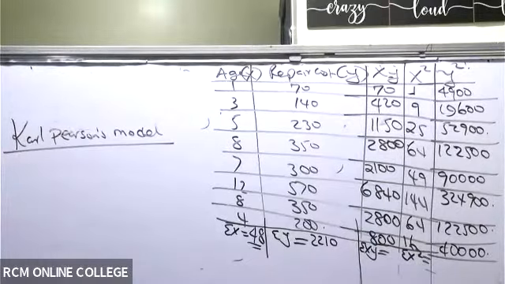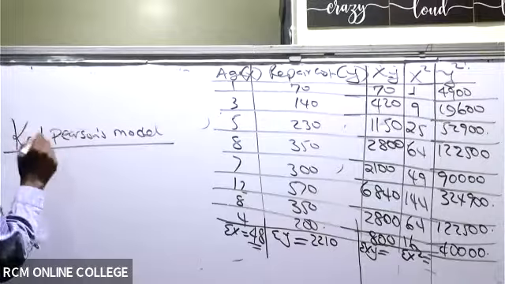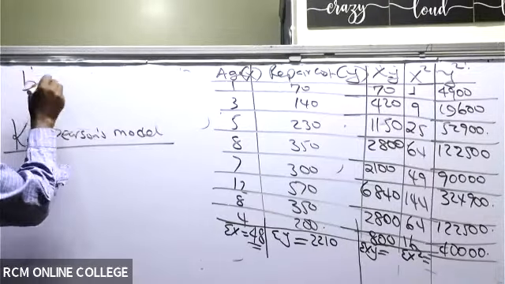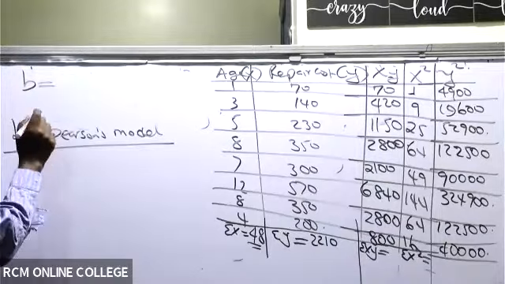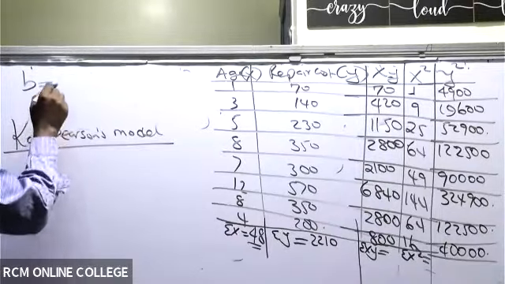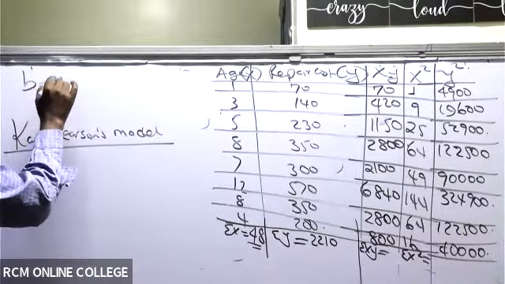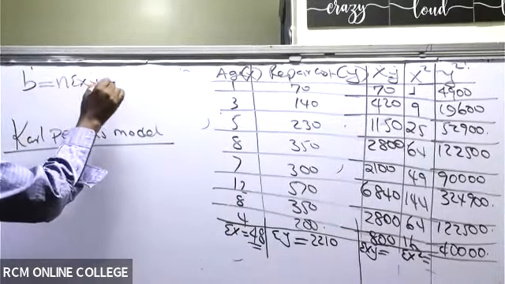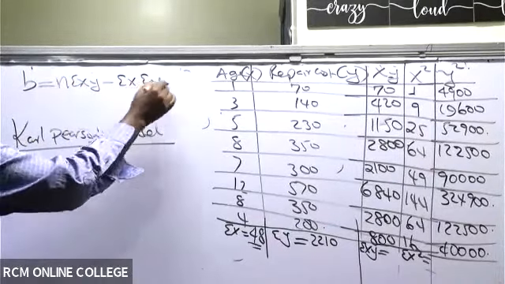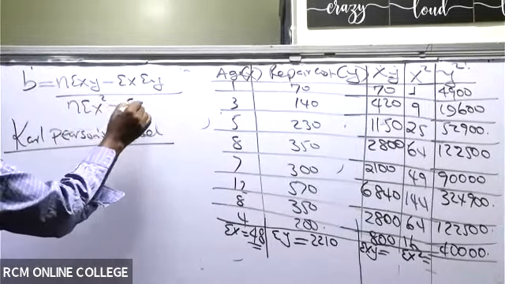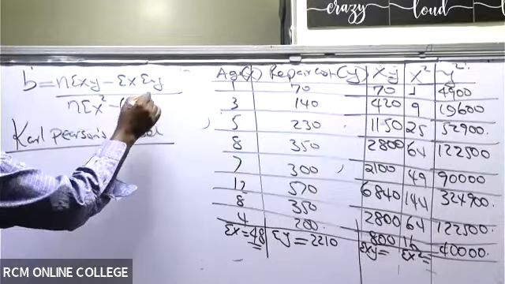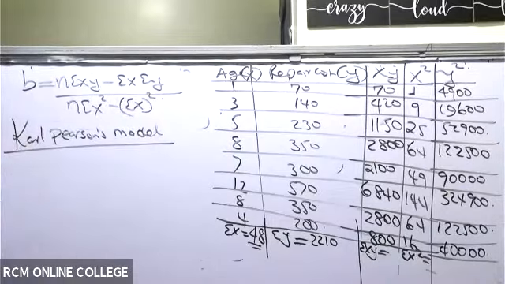The person who taught me this told me that for you to be able to remember the Karl Pearson's formula, always start by remembering the formula of b. When you remember the formula of b, then the Karl Pearson's correlation model will be very easy. To get b, we normally take n summations of xy, minus sum of x, sum of y, all over n sum of x squared, minus bracket sum of x squared. That is the formula for getting b.